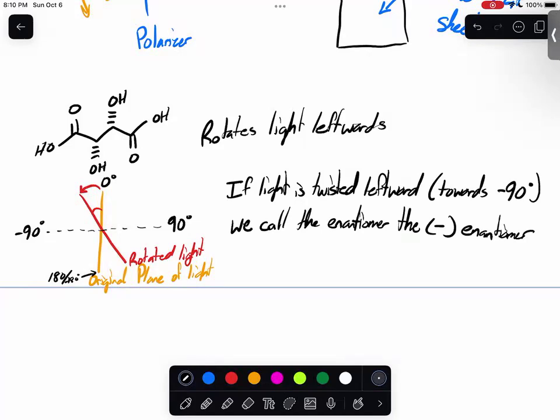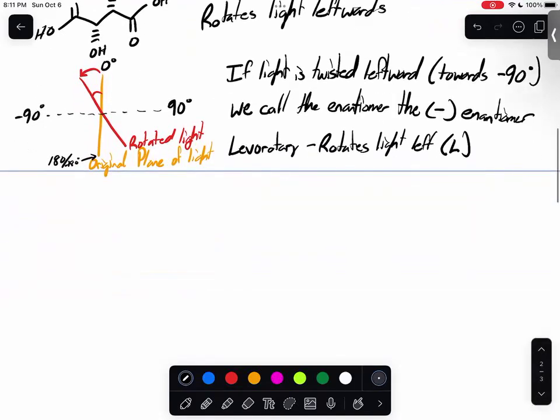The other thing that we say is there's another term for this, which is levorotary, right? And levorotary is essentially saying rotates light left. People will usually abbreviate this L. So there's a couple different ways that you can name this compound given knowing the enantiomer. Keep in mind this is not useful for IUPAC naming. This is just useful for knowing this terminology if it comes up.